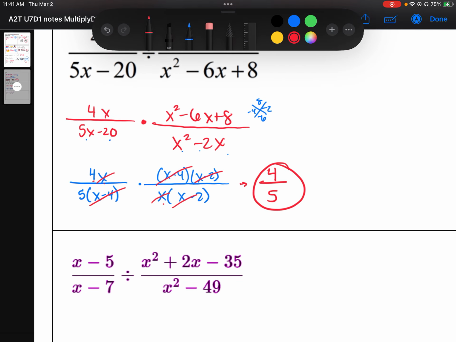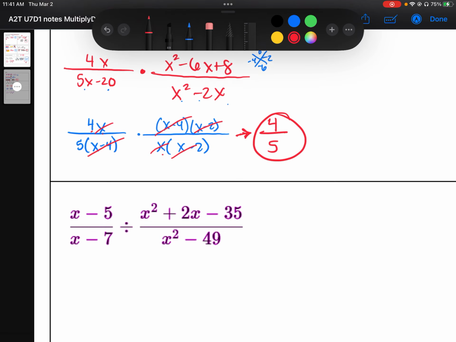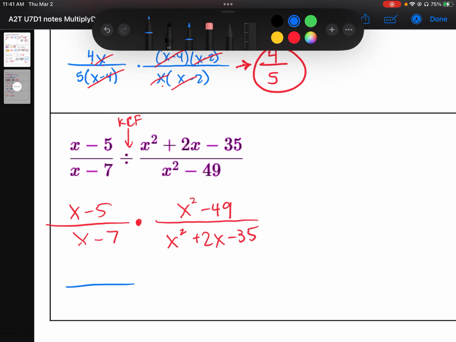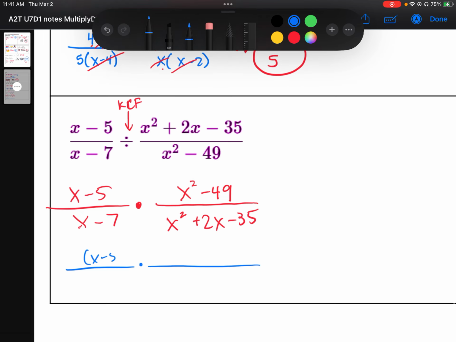And the last one. Keep, change, flip again. So I've got x minus 5 over x minus 7. Change to multiplication, flip the last. Right, now I'm going to do my factoring to see what I can divide out. So I've got x minus 5, x minus 7.